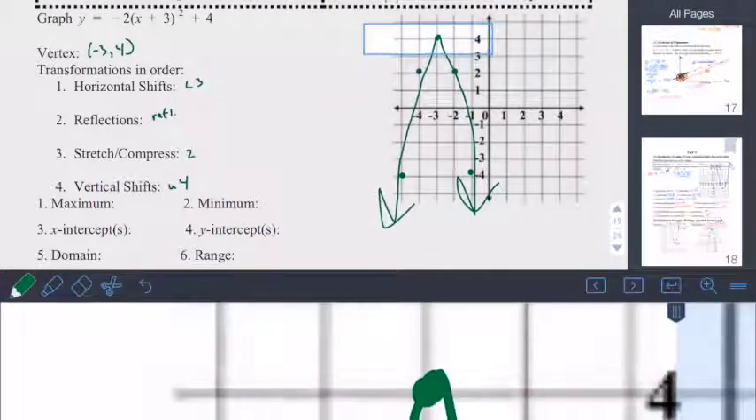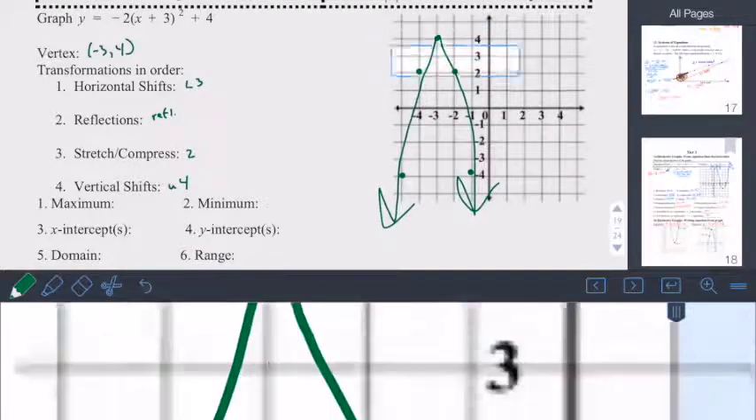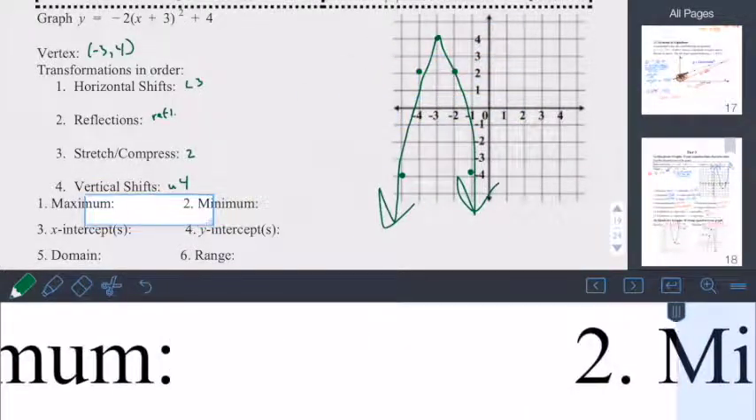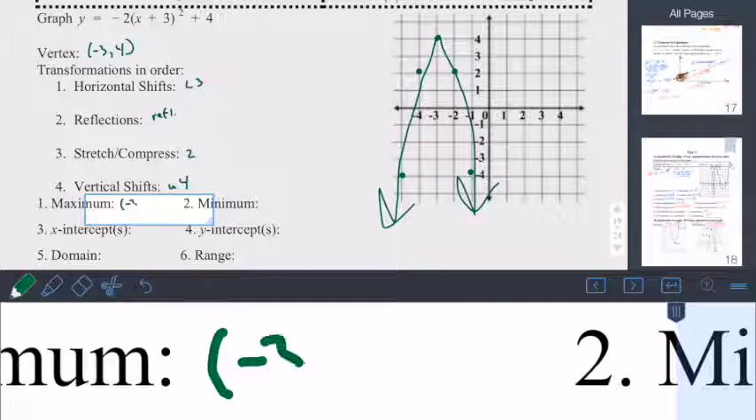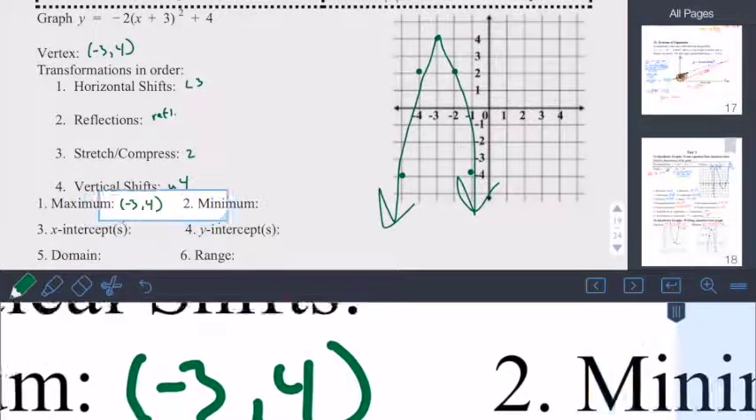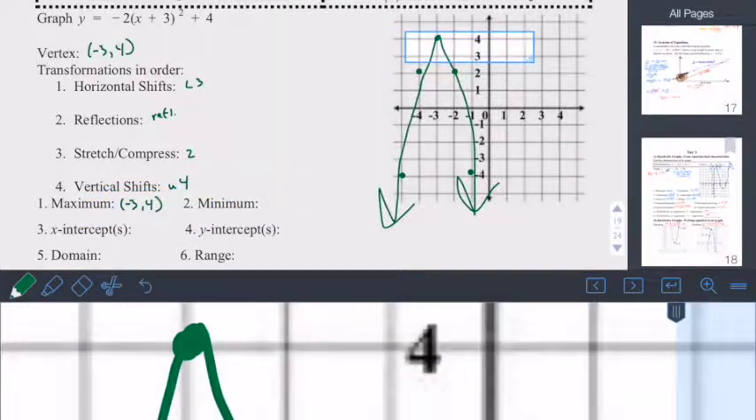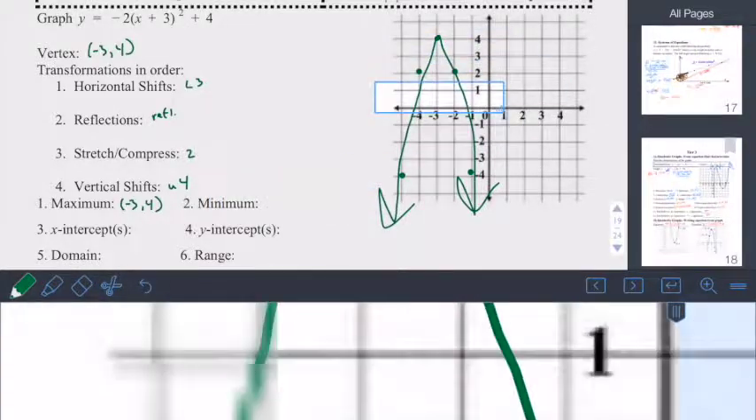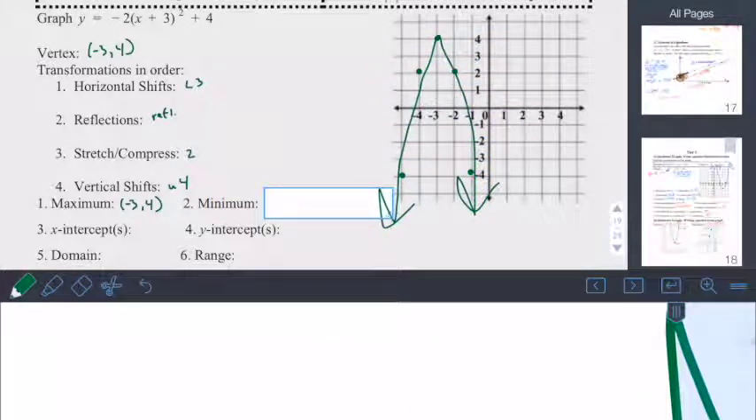We do have a maximum this time of 4, and it occurs at negative 3. I'm going to call this point negative 3, 4. But remember, the maximum value is 4. There's no minimum this time because it goes down forever and ever and ever.